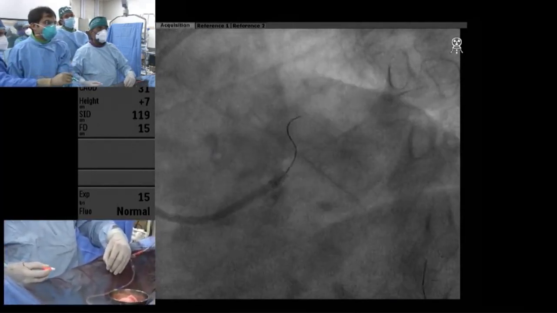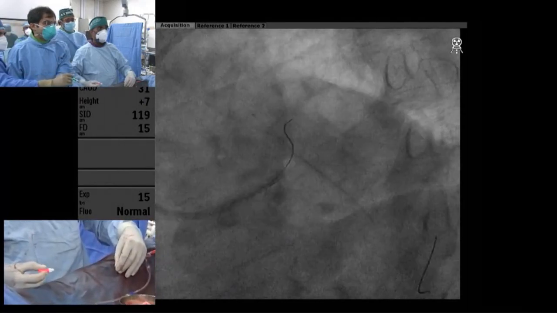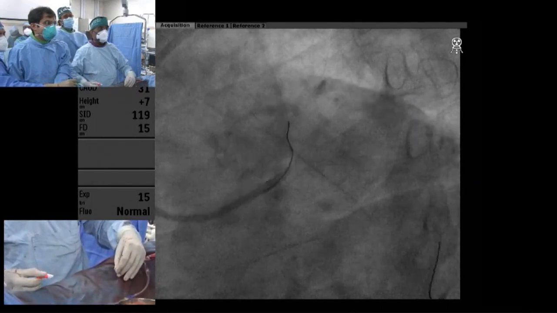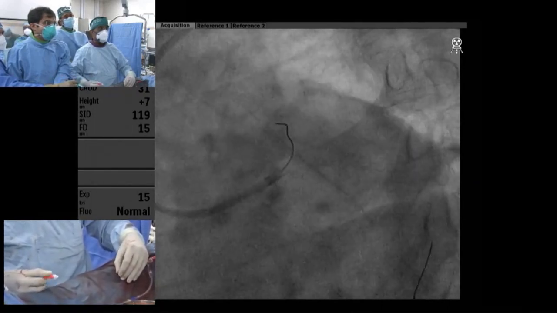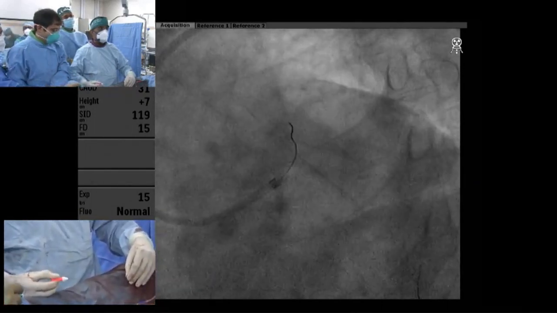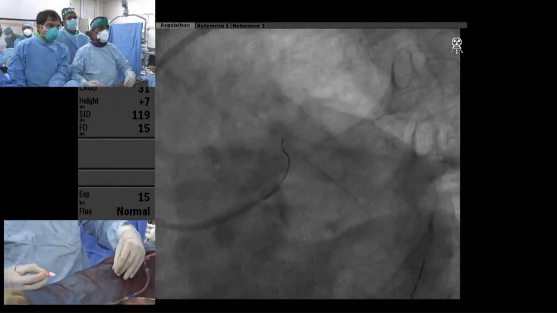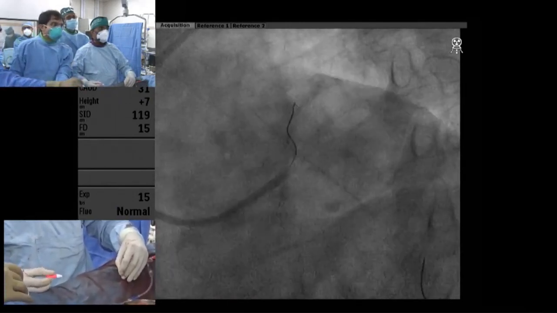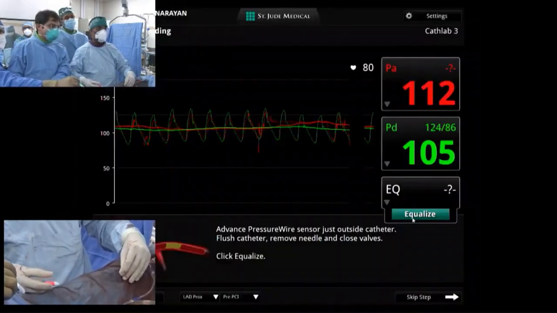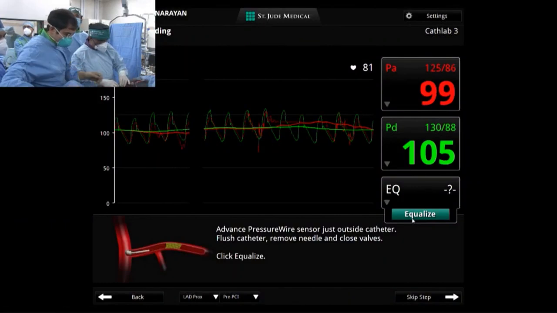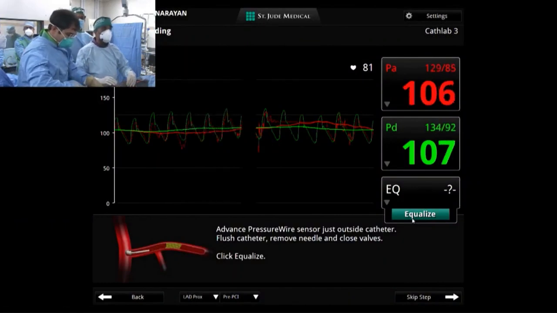Yes. So Dr. Makhale is with the FFR wire, right? Yeah, yeah. I'm with the FFR wire. Now, wait. Let me take this thing out. Introduce. Focus on the finger.